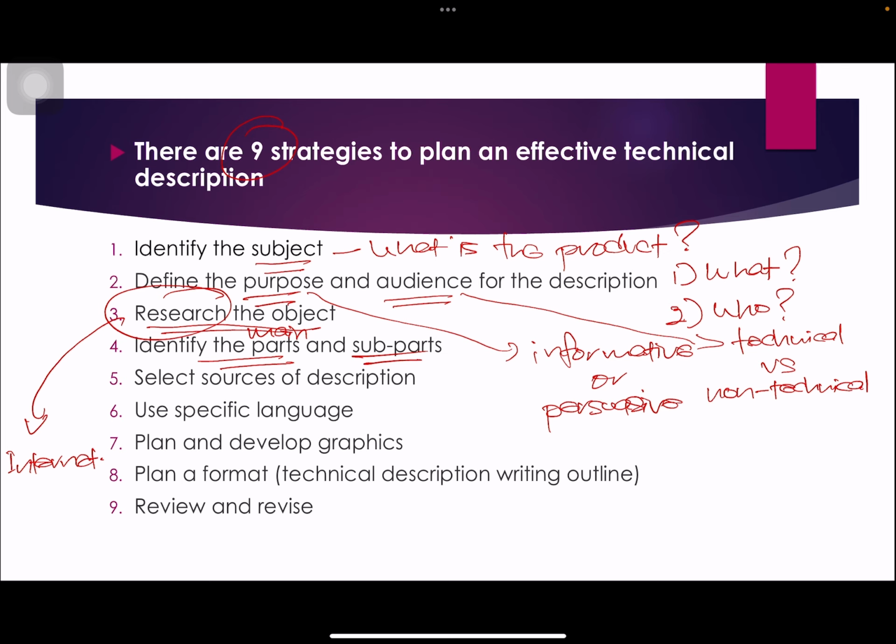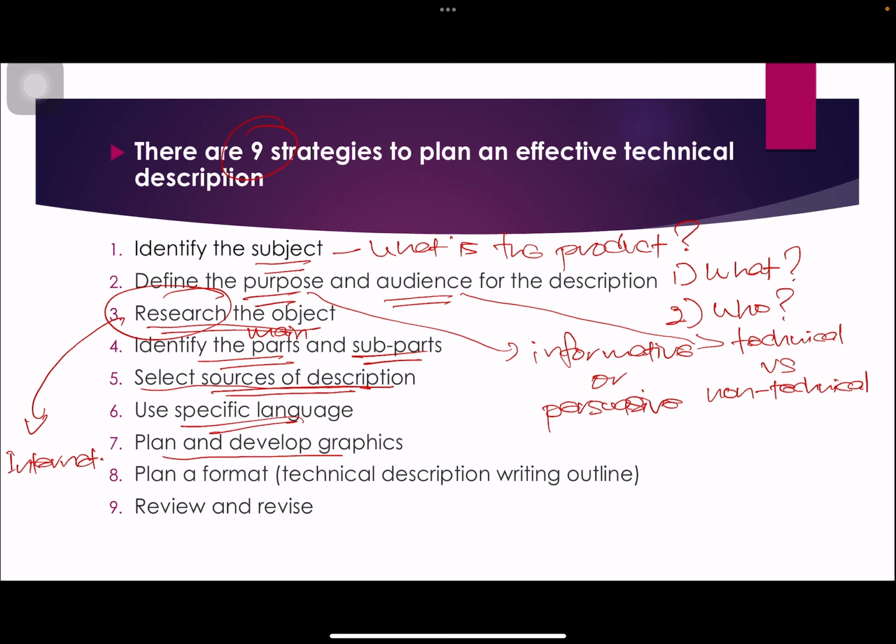Right, number 5, select sources of description. Okay, we're going to have a look into detail at what it means by sources of description after this. So when you are describing a product in technical communication, you need to use sources of description. Number 6, use specific language. Of course, we're going to present in English because this course is English for vocational purposes or English for technical communication. Alright, but again, how to present it effectively? What kind of language do you need to use?